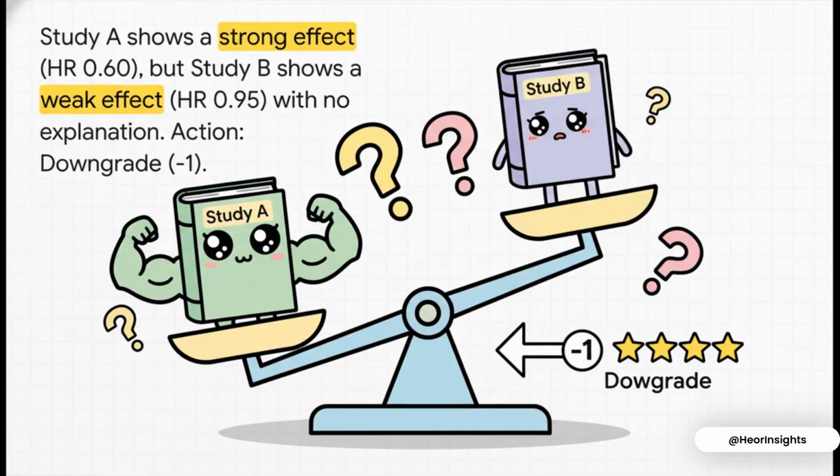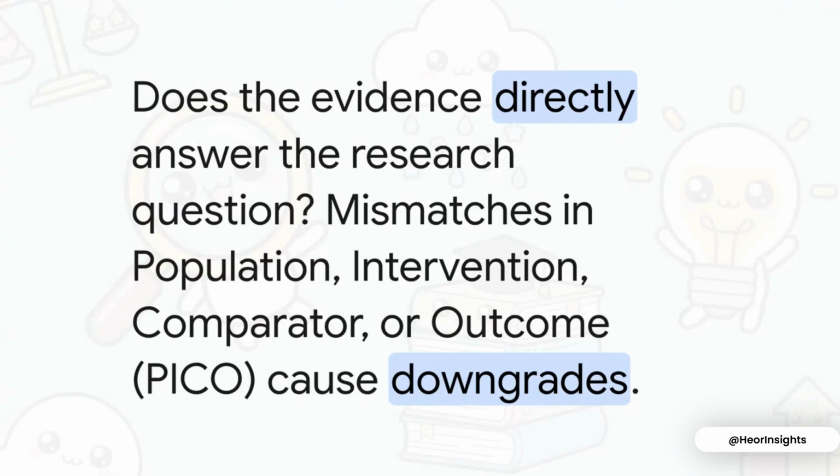For example, let's say one trial shows a really strong treatment effect, a hazard ratio of 0.60, but another one shows a very weak effect, like 0.95. If you can't find a good reason for that huge difference, you have a problem with inconsistency, and you've got to downgrade. Okay, on to number 3, indirectness.